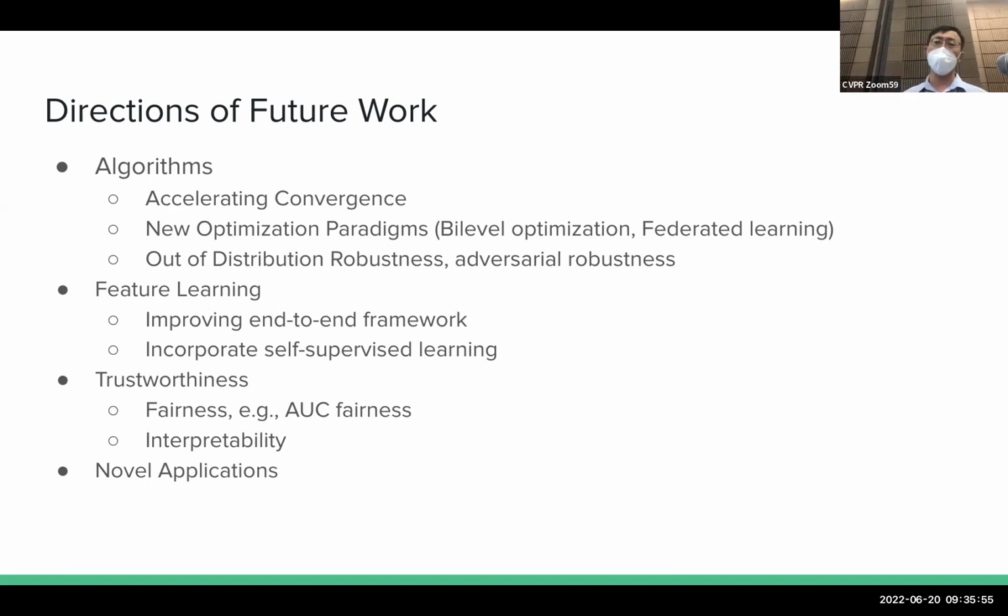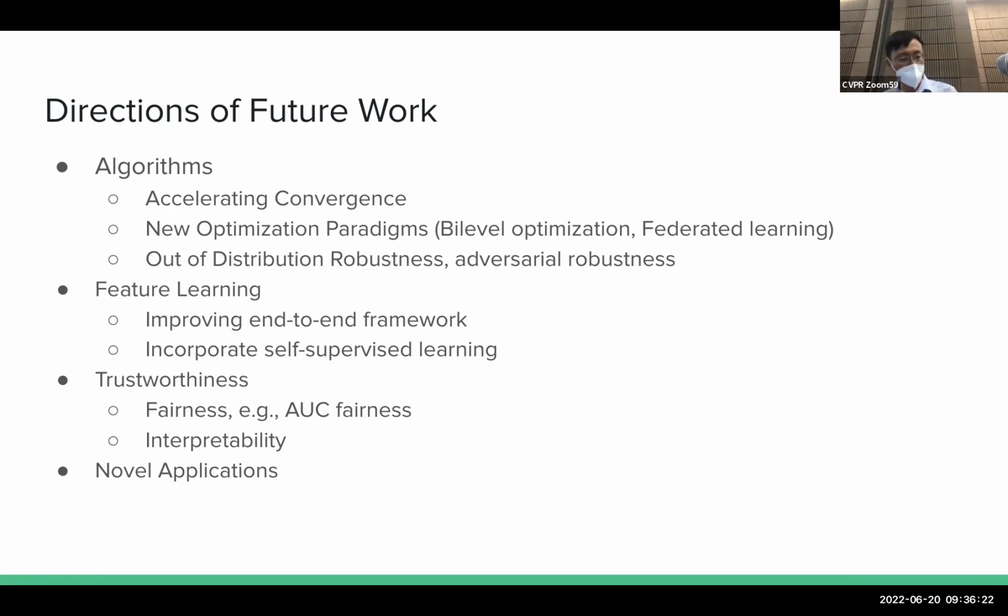Another thing is, how do we make it more robust to adversarial noise? Adversarial learning has been studied a lot in the traditional empirical risk minimization setting, but not too much in this AUC maximization framework. Some recent work has emerged studying this problem, but there is still much work to be done in terms of adversarial learning for deep AUC maximization.